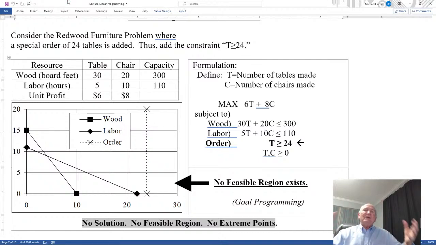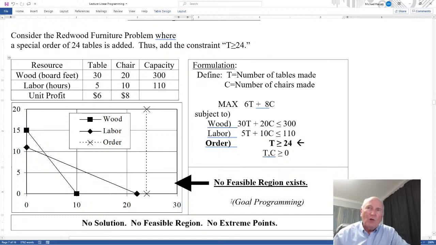Well, that moves you into a different type of linear program. And that different type of linear programming is called goal programming. The goal now is not optimizing profit. The goal is to make 24 tables. So it's not how many tables and chairs do I make to maximize profit. Now the goal is, how much wood and labor do I need in order to make 24 tables? That's my goal. That's called a goal program.